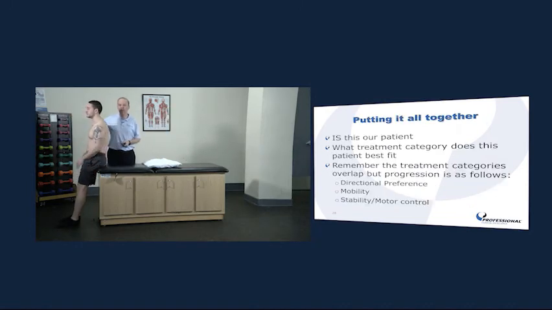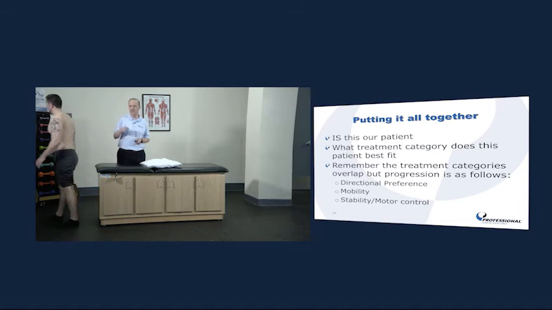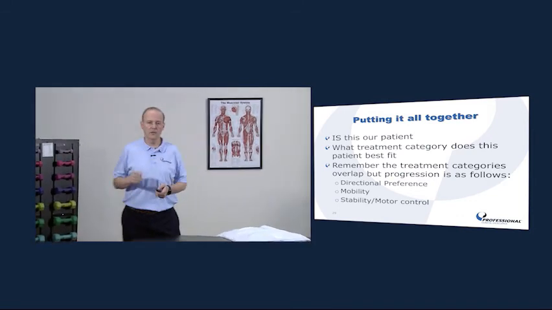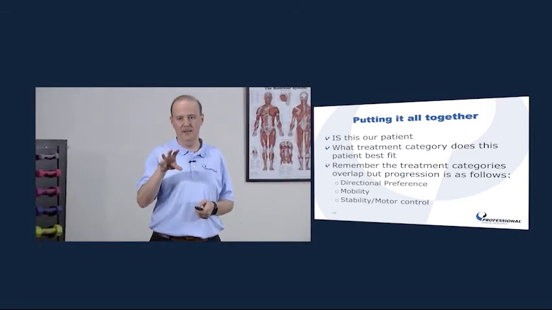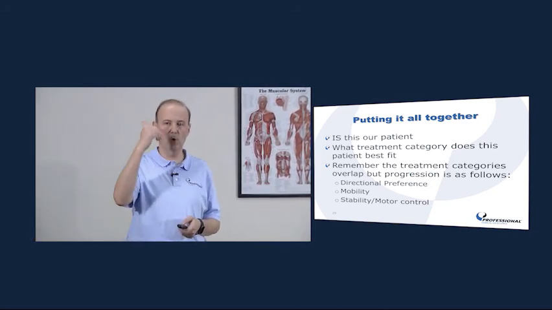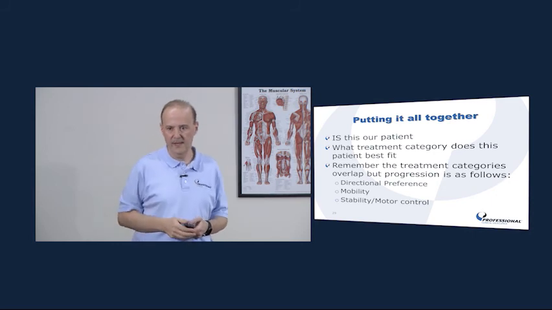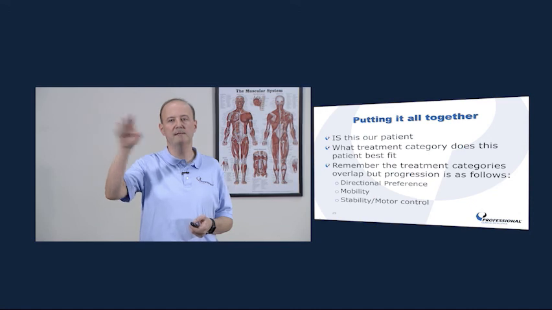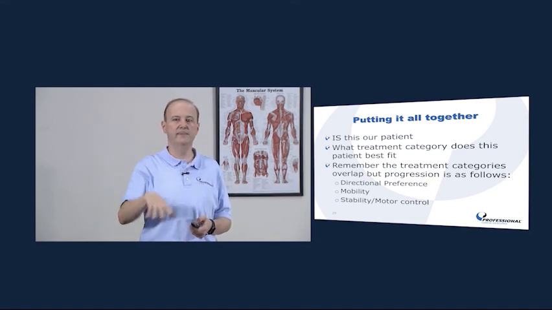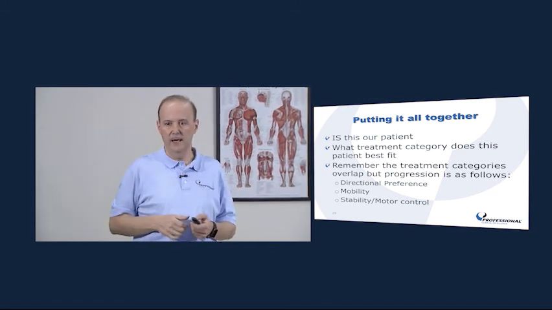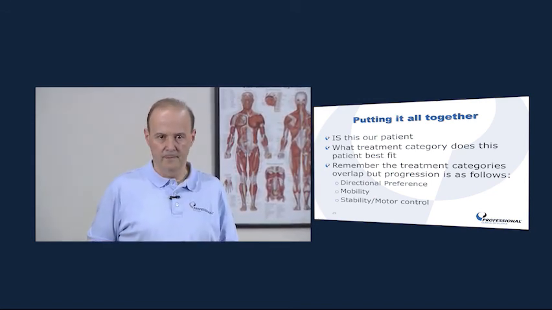Okay, putting it all together, thank you. We want to determine from our objective exam, is this our patient? Is this somebody who needs to be given to a specialist that's not our patient? What treatment categories does the patient best fit in? Everybody's not going to fit nicely into each, but there's some. We always want to start thinking of this overlapping of each phase. Remember the treatment overlap progression, but I like to do directional preference first, then mobility, and then stability. All these patients will be a combination of each, but if you prioritize, I think you'll see good results with that. Okay, thank you.